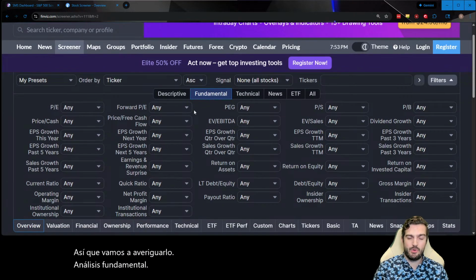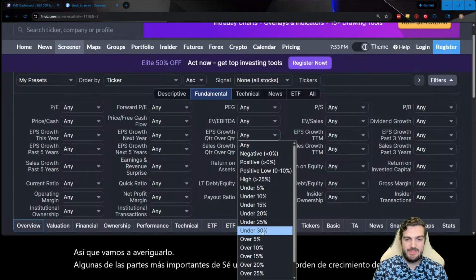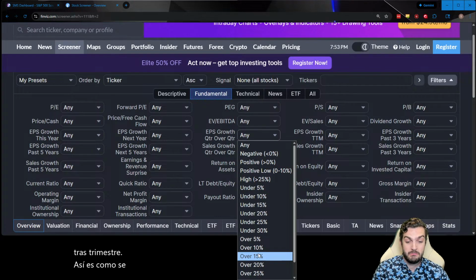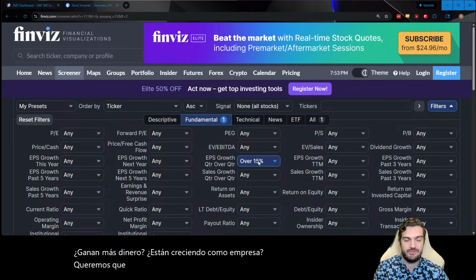Some of the most important parts of Be a Profit are EPS growth quarter over quarter. This is a way of figuring out earnings per share. Are they making more money? Are they growing as a company? We want it to be 15% or more.